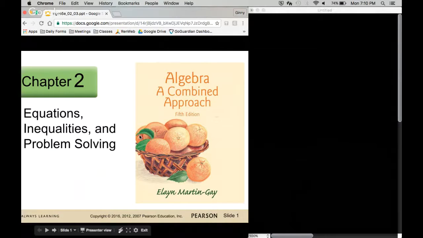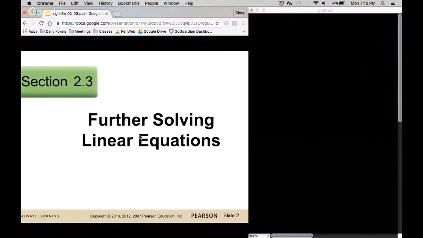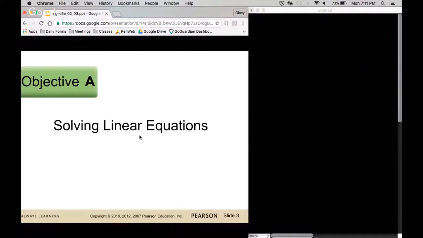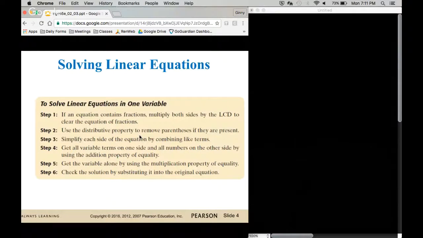Okay, tonight we're continuing with the idea of solving linear equations and using the properties of equality in order to do so. So this is going to be taking the information from lesson 1 and lesson 2 and combining them into some more complex equations.